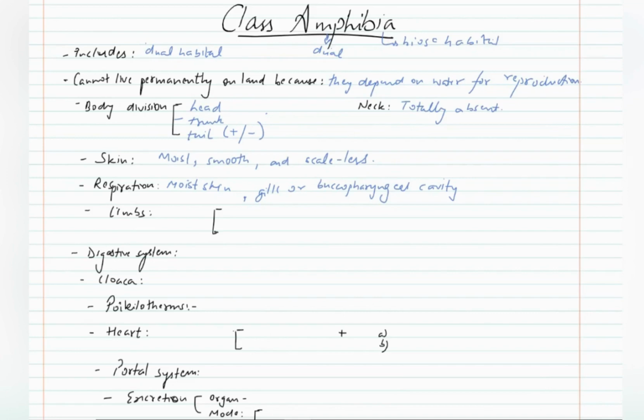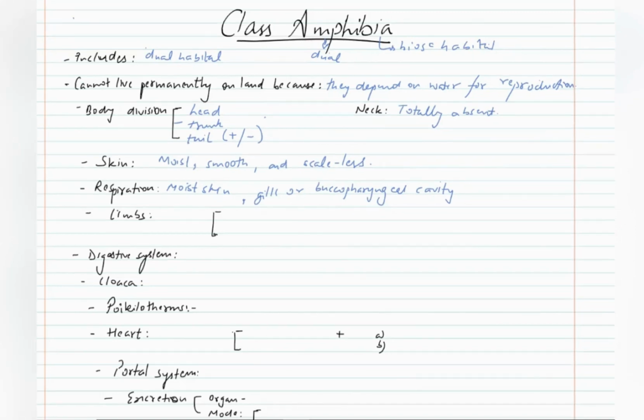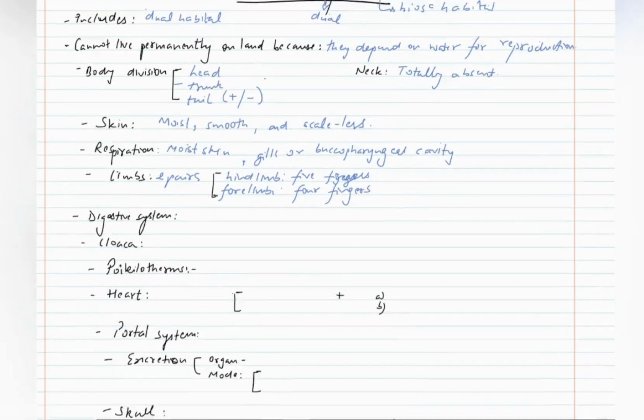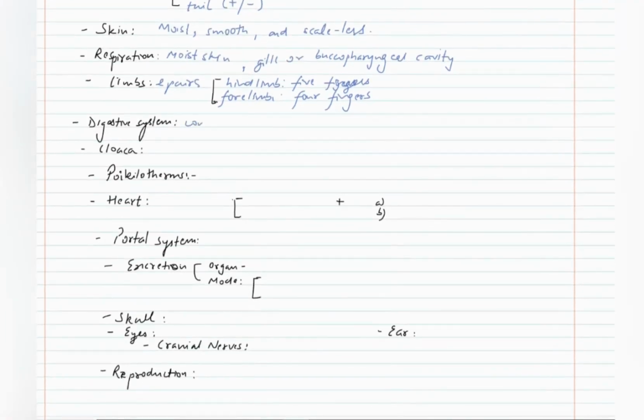Now limbs, most of them have two pairs of limbs, hind limbs and forelimbs. In hind limb there are 5 fingers, and in forelimbs there are 4 fingers. Digestive system is complete, that is, there are 2 openings, one acts as a mouth and the other acts as an anus.